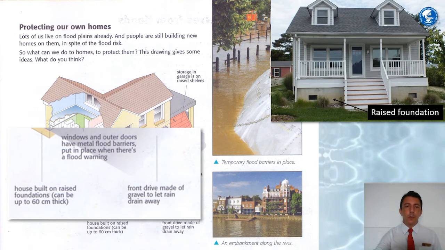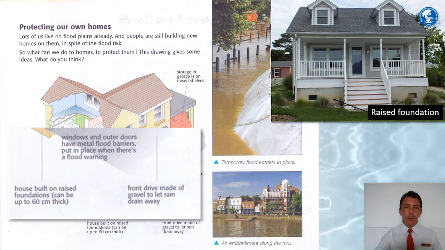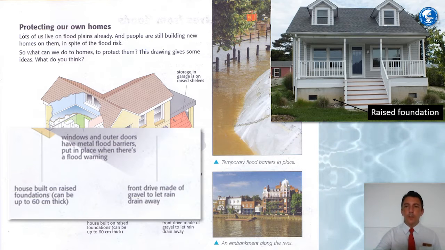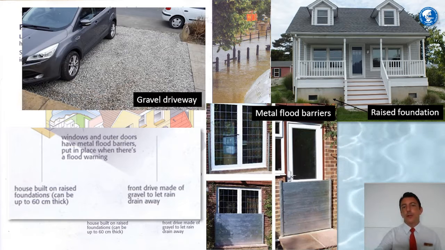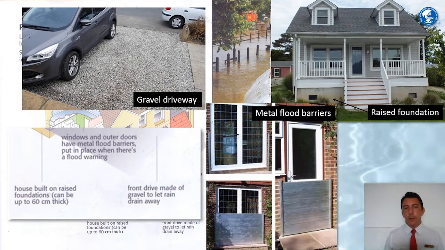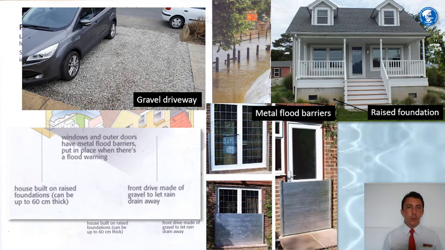The windows and the outer doors could have metal flood barriers. We put them in place when there's a flood warning. And the front drive or the driveway is made of gravel to let rain drain away. So the driveway is where we can park our car in front of the house. If we use gravel or small stones, it will let the water drain into the soil, so there's less surface runoff and less risk of flooding.